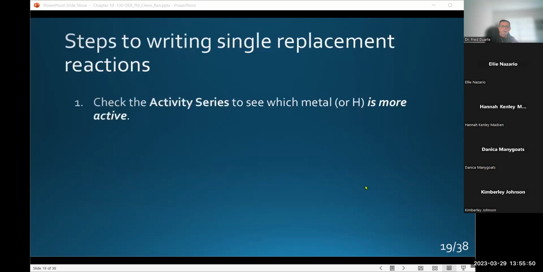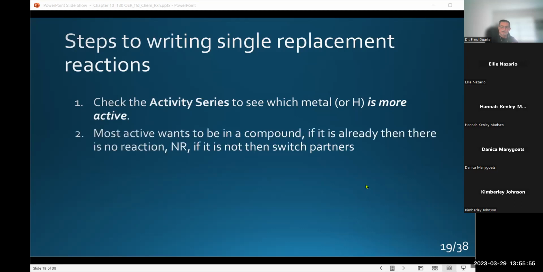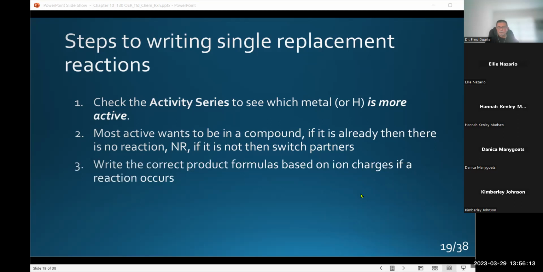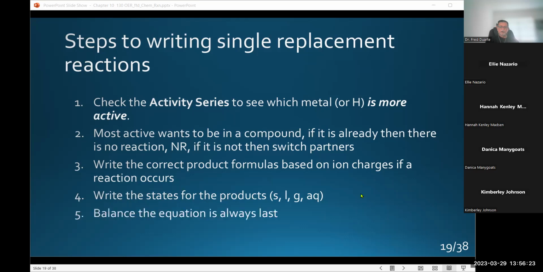All right. So, steps in writing a single replacement reaction. Okay, we check the activity series and determine which is the most reactive metal. If the most reactive metal is already a compound, already in ionic form, there's no reaction. If it is not, then we just simply exchange the partners. Okay. And of course, we make sure we write the correct formula, charge, and so forth. Okay. And of course, we have the states to work with. All right. And then we balance the equation like we've been doing.